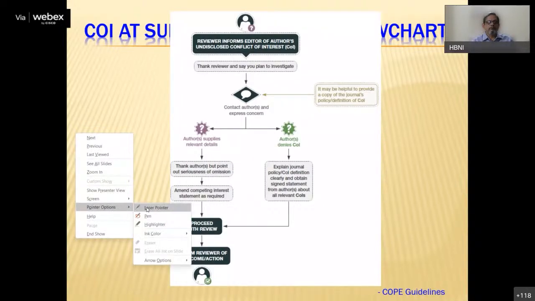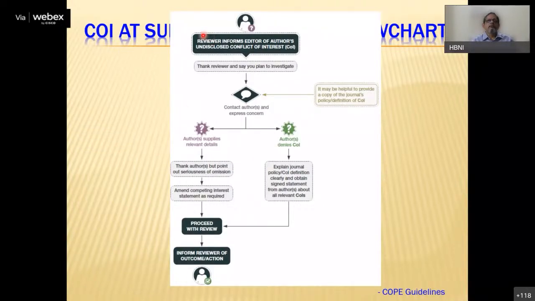So here the reviewer informs the editor of the author's undisclosed conflict of interest. He suspects something, okay? So he informs the editor. So what should the editor do? He thanks the reviewer and says that he plans to investigate. Then he starts the action. What does he do? He contacts the authors and expresses concern that there is a possibility of conflict of interest.